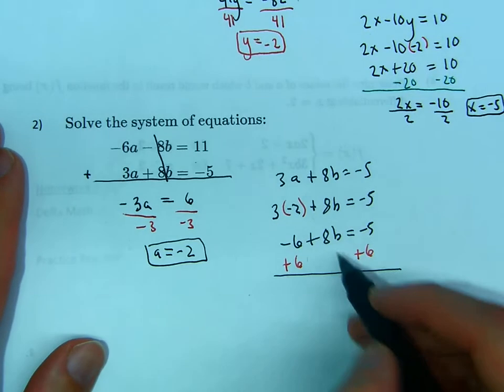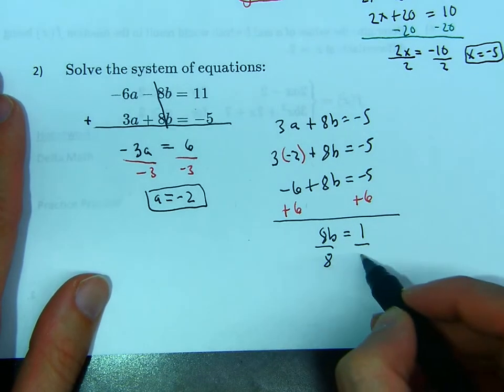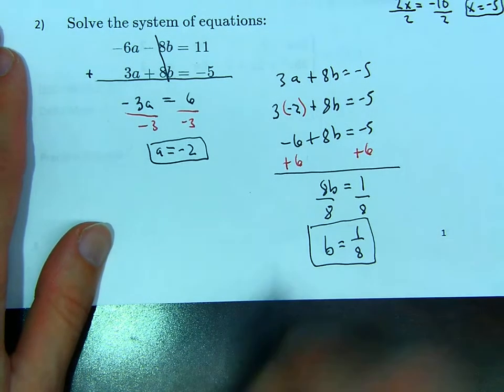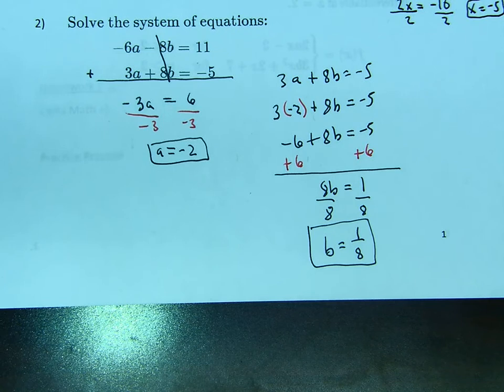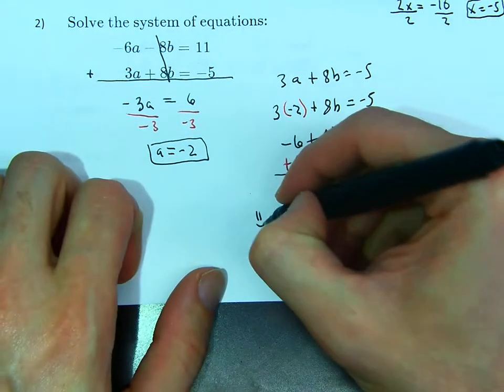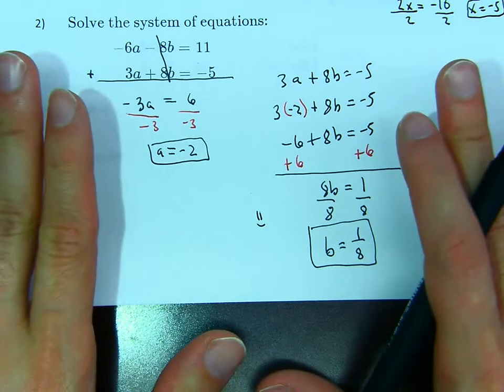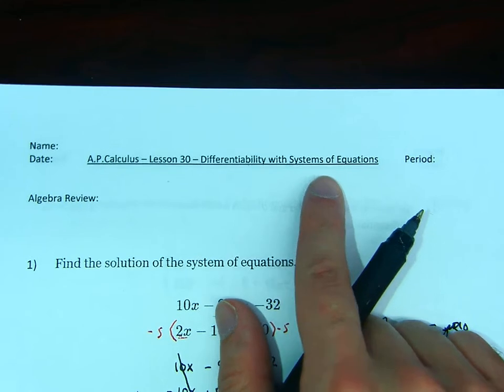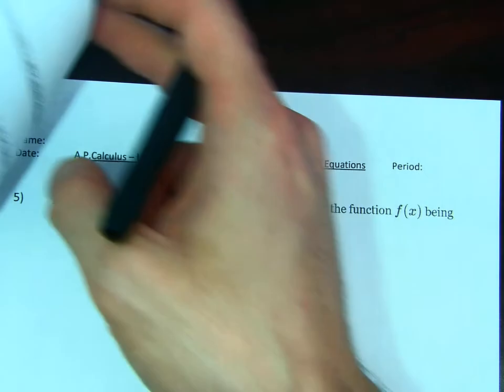And now here, this is 8b is equal to 1. I divide both sides by 8. b is equal to 1 over 8. And it's okay to get a fraction, okay? It's not the end of the world. All right, so that was just a review because this was just algebra. So now we need to do some differentiability with systems of equations. And it won't be as bad as it looks. I got you guys. So let's turn the page.